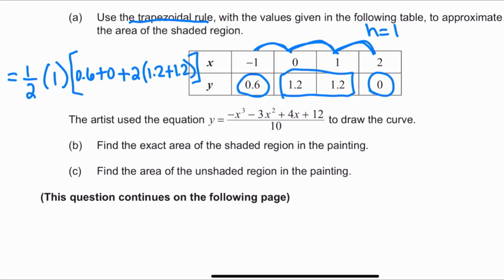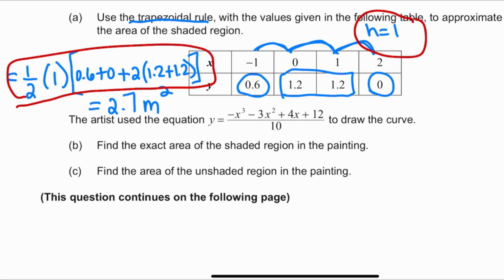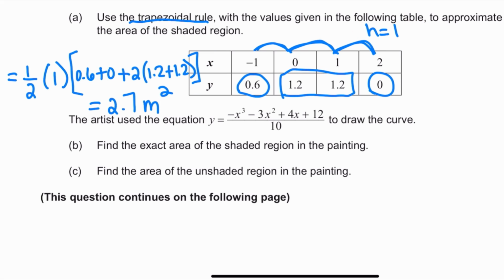And so then I'm going to put this all into my calculator. 1.2 plus 1.2 is 2.4. 2.4 times 2 is going to give me 4.8. So this is going to equal 2.7 square meters. All of that goes straight into your calculator. So you're going to get 3 points right there. One of the points is going to be for identifying the height is equal to 1. The second point is for the work into substitution into the trapezoidal rule. And obviously the last point is going to be for your correct answer of 2.7 square meters.